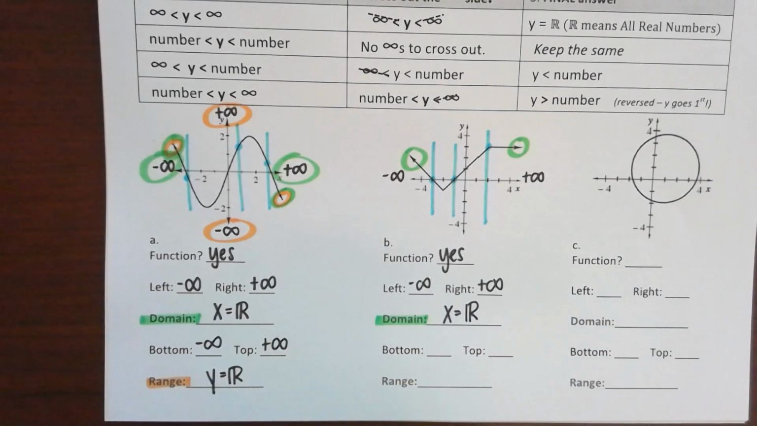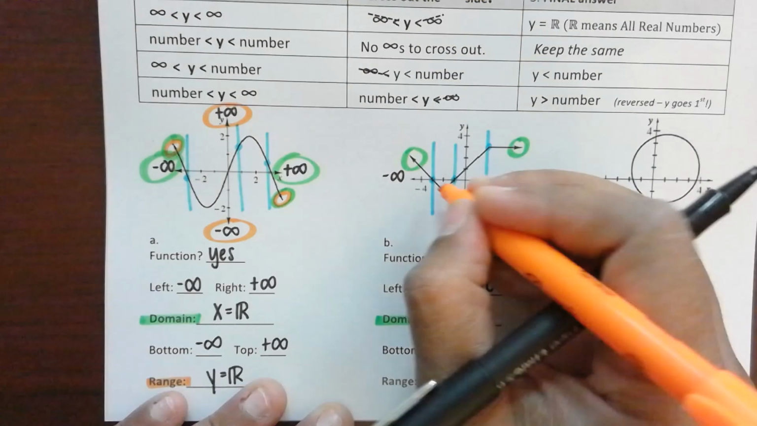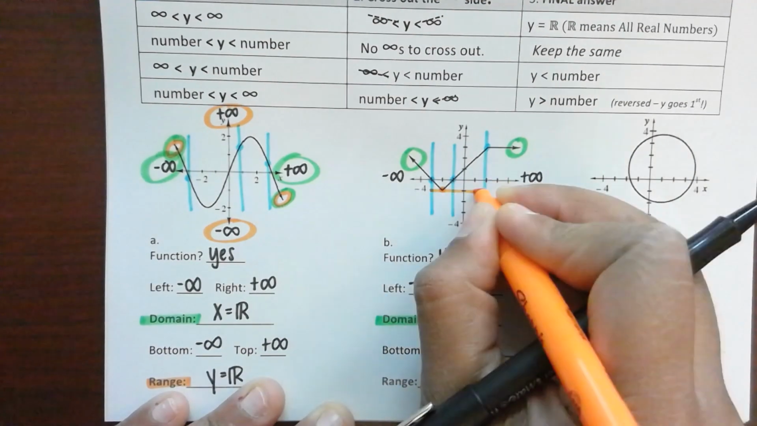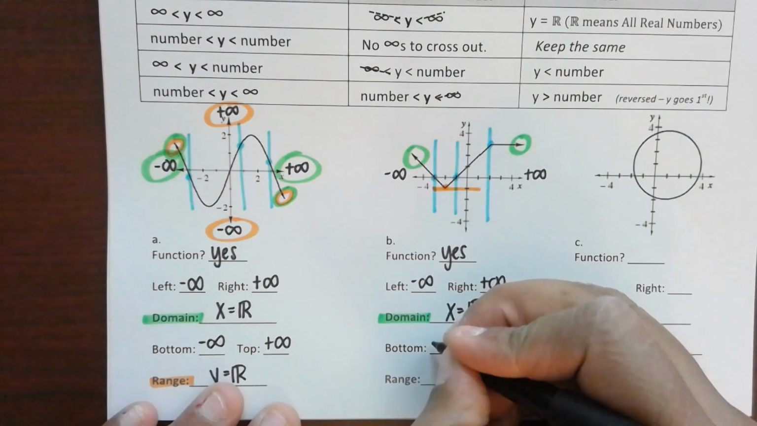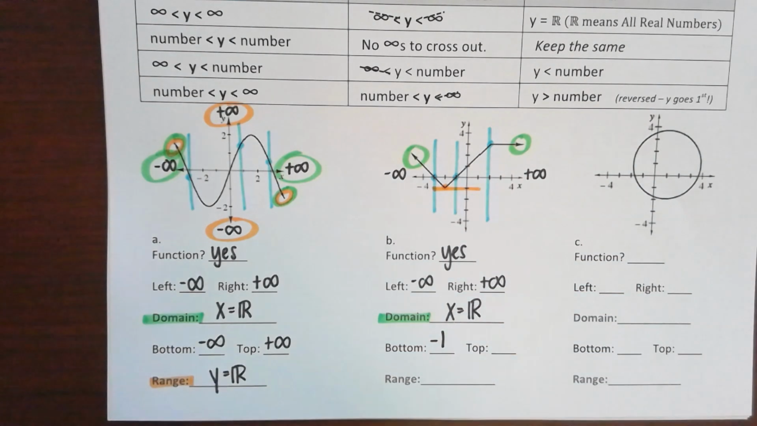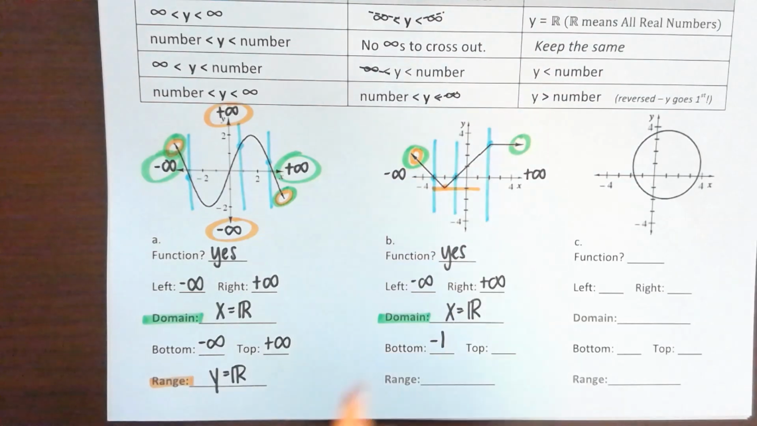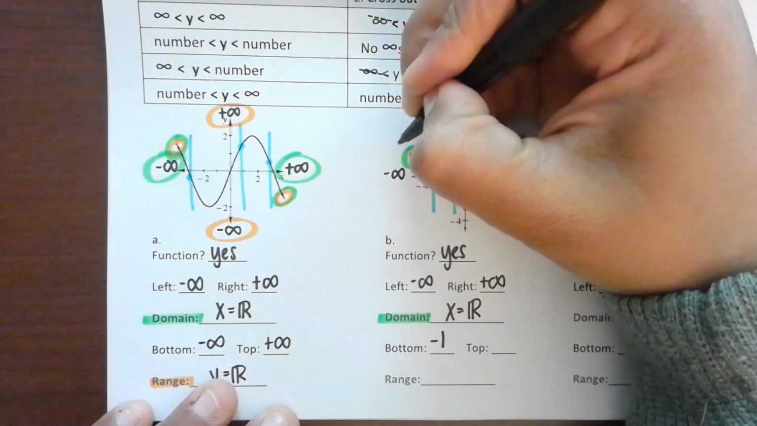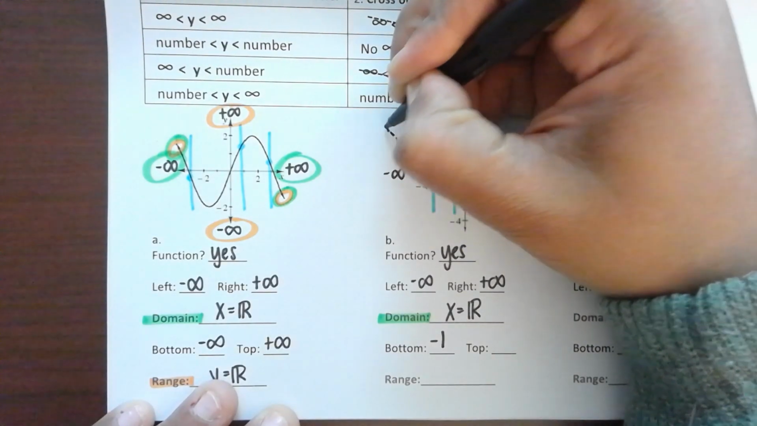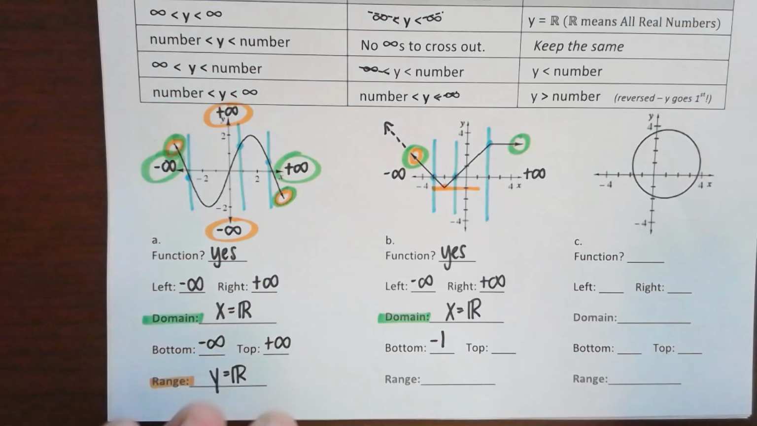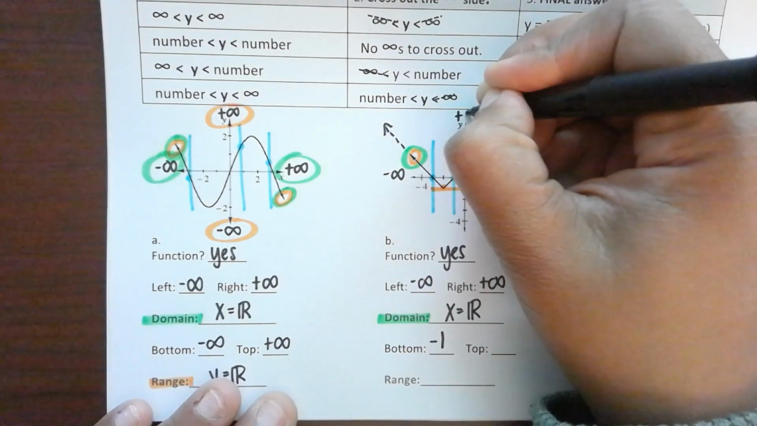Bottommost value. -1, because it's right there. Topmost value. Positive infinity, because of this arrow right there. This is going to keep going upward forever, meaning it's going towards positive infinity.